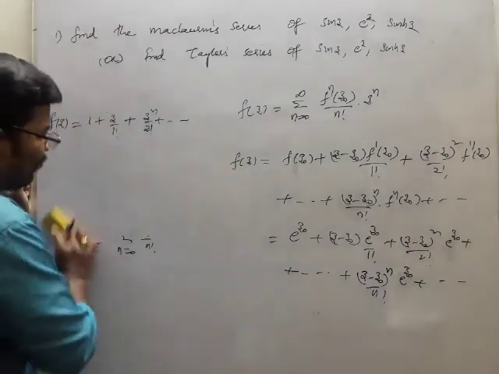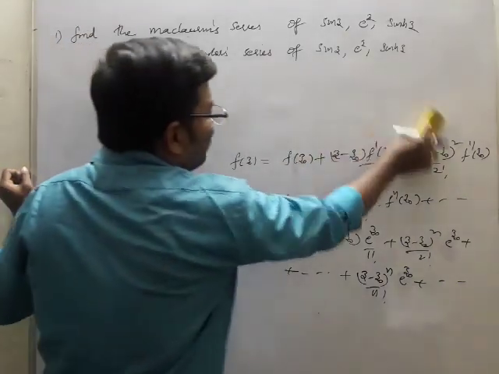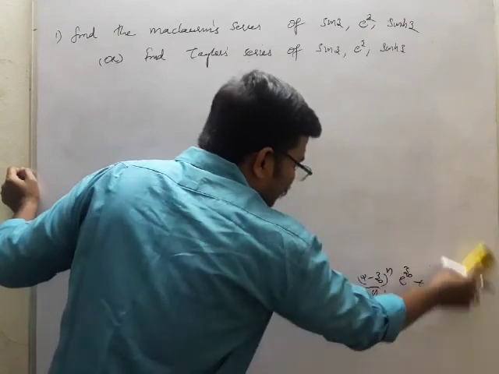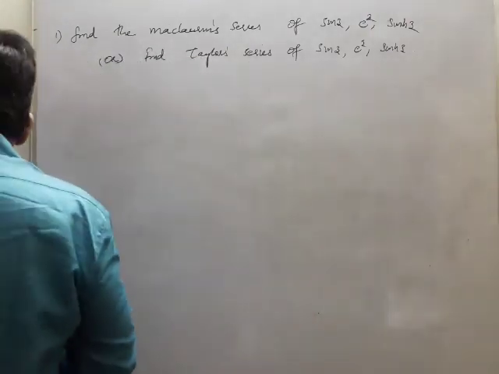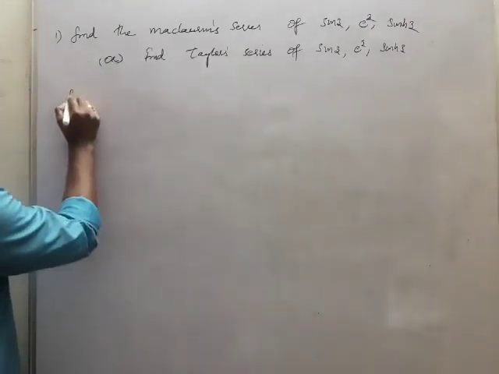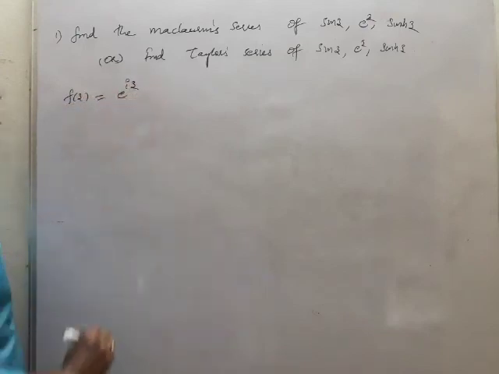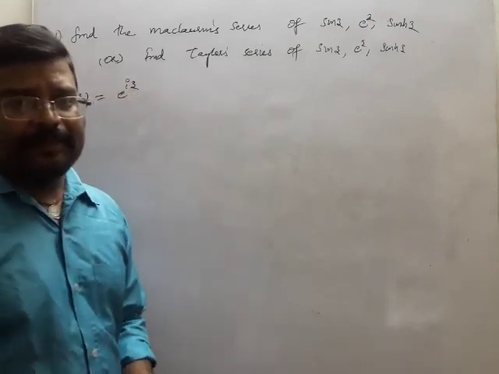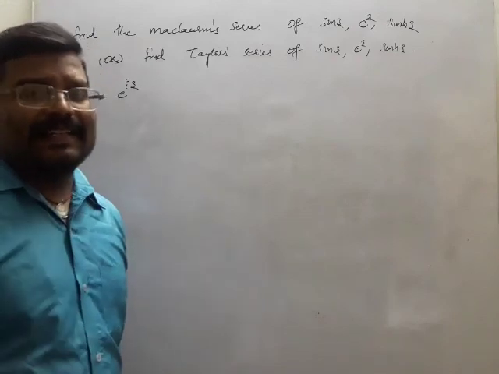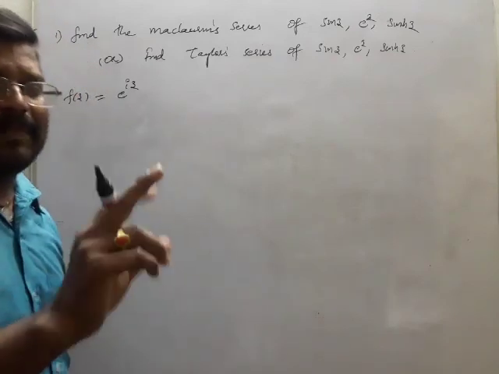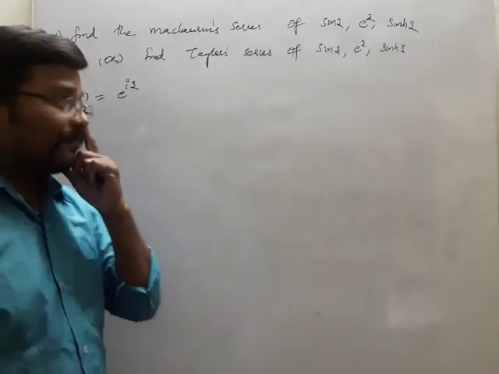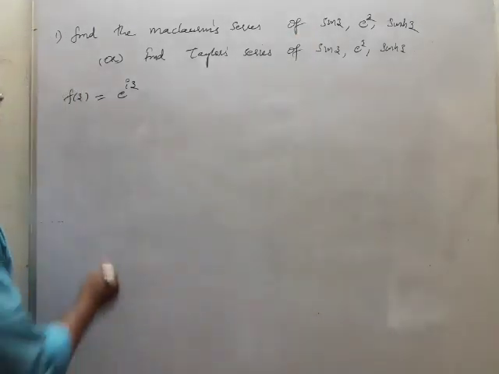Now we'll try to prove the other one, that is sin z. Before doing sin z, we'll first find out f(z) equal to e^(iz). We'll find the e^(iz) value, then the e^(−iz) value, and try to combine them such that we get the sin z value. So e^(iz).